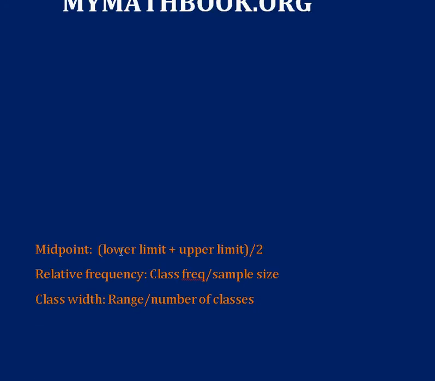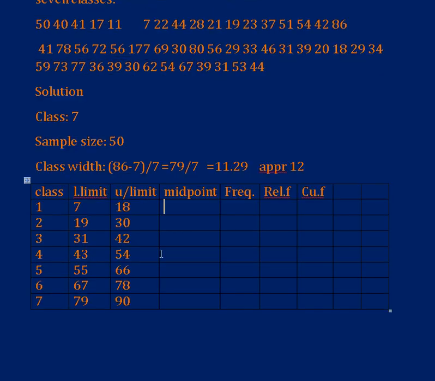Then when it comes to the midpoint, let's go ahead and get a midpoint. You take the lower limit, you add it to the upper limit, and you divide by 2. So you take the lower limit, 7, plus 18, the upper limit, and divide by 2. So you have 25 divided by 2, which is 12.5. So you put 12.5 as the first midpoint.